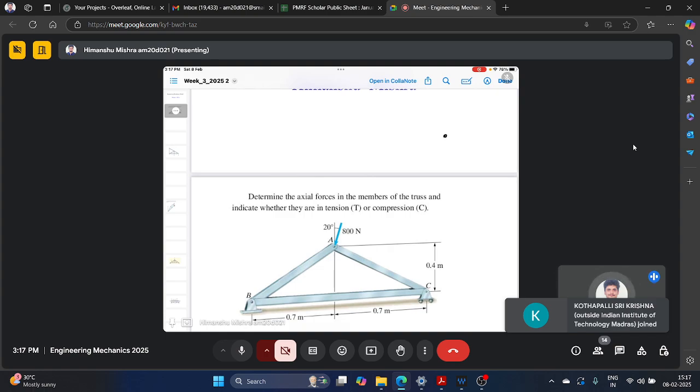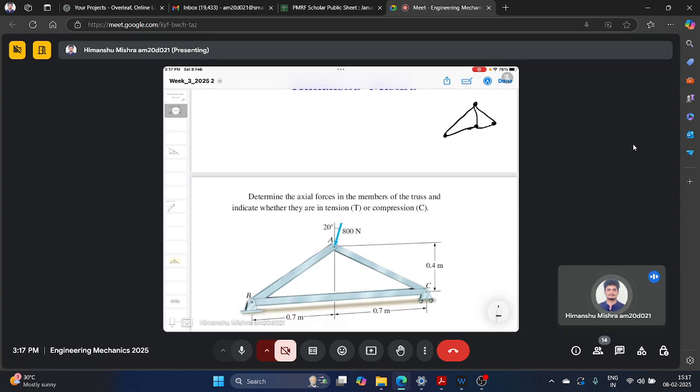So for example, you have this joint and there is a truss, let's say. So this is the given truss. You just consider any of the joints. Suppose you consider this joint. You just zoom it out.